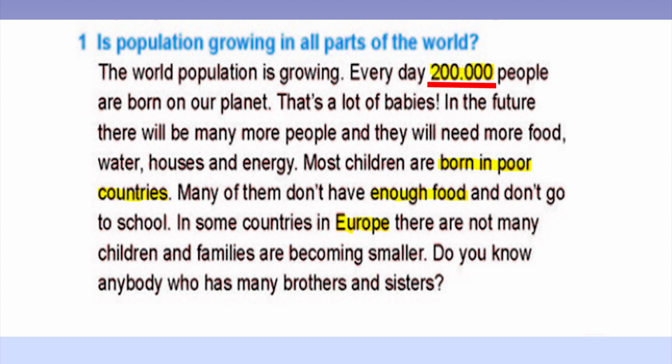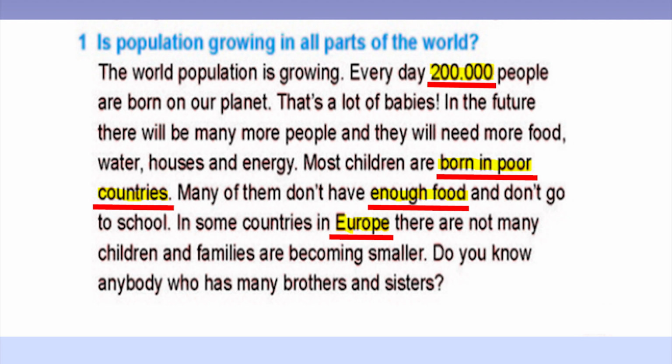200,000. The next one, born in poor countries. The next, enough food. And the last word I'd like you to pay attention to, Europe. Pronounce it correctly: Europe. So, the first question is, for this text, is the population growing in all parts of the world? Scan the text, please. Find the answer and say yes or no.